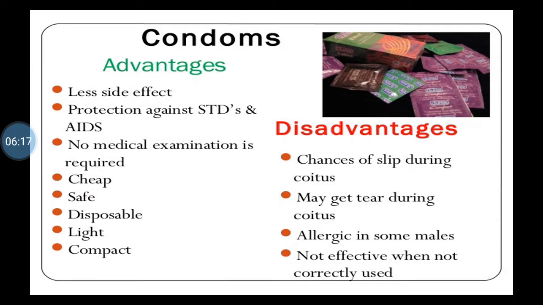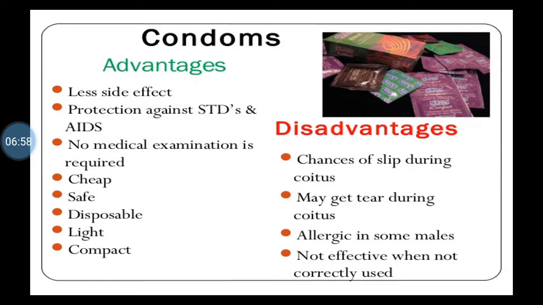Then it is supplied free of cost at all family welfare centers. It is light, compact, easy to store, and easy to dispose of also. It is to be properly disposed of in a sanitary manner. Then there are no side effects, as I said, and the chances of pregnancy are very low. It is a reliable method of contraception. So these are a number of advantages of the condom.